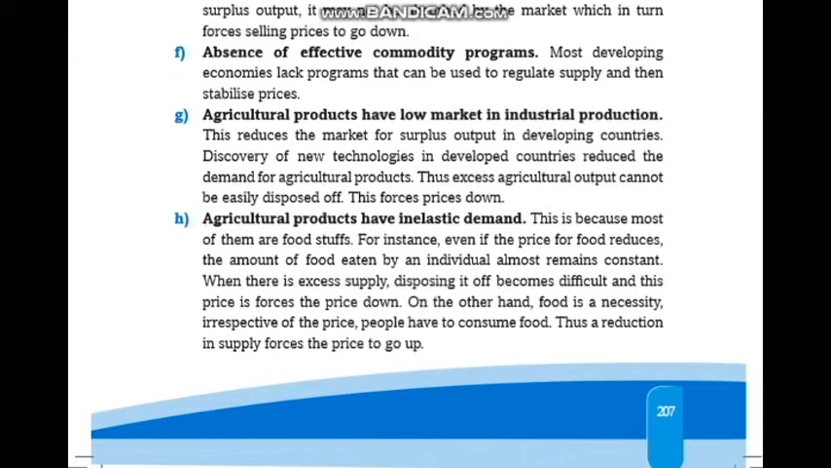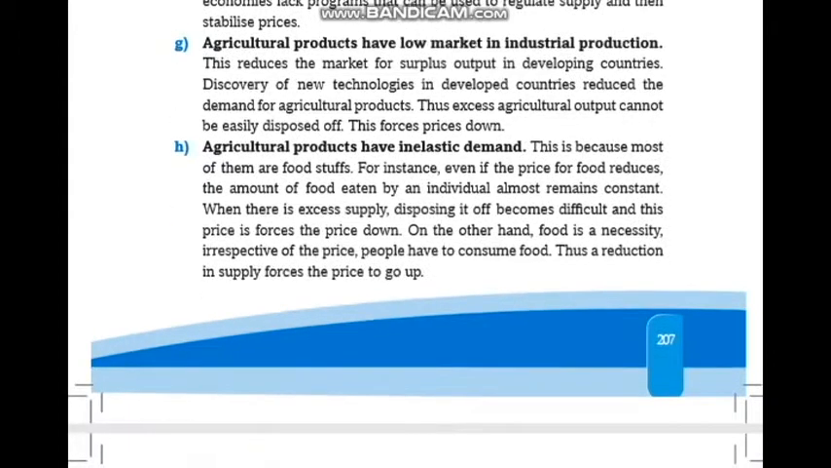Absence of effective commodity programs. Most developing economies lack programs that can be used to regulate supply and then stabilize prices. So, agricultural products have low market in industrial production. This reduces the market for surplus output in developing countries.